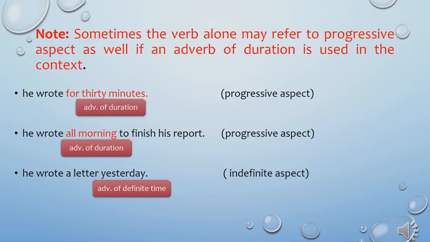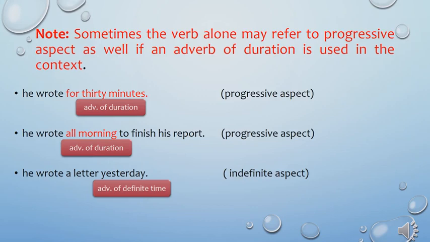For example, he wrote for 30 minutes. Notice that the tense of this sentence is past simple tense. Wrote is a verb that comes alone without being preceded by any auxiliary. So you might say that the aspect of wrote is indefinite or simple aspect. In fact, you have to look at the adverb for 30 minutes.